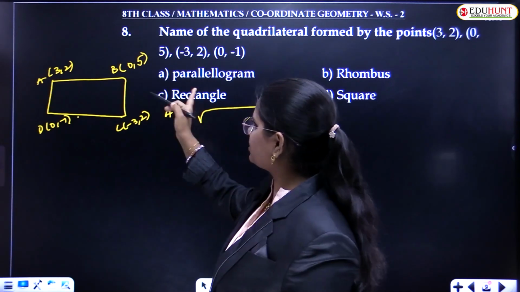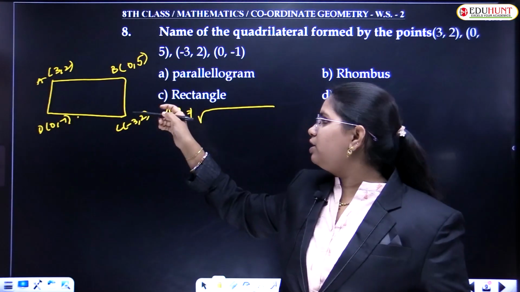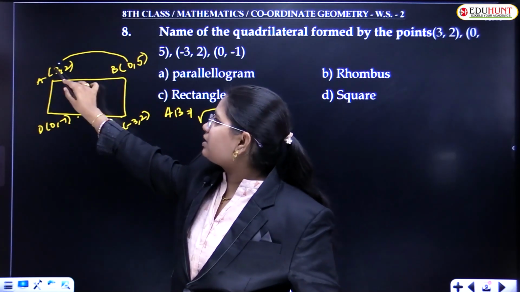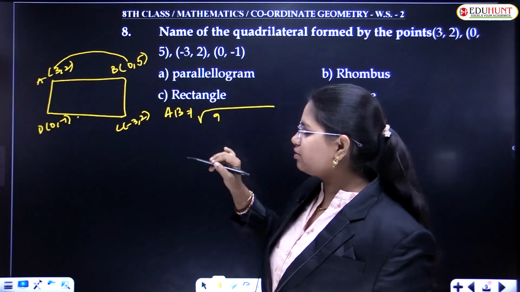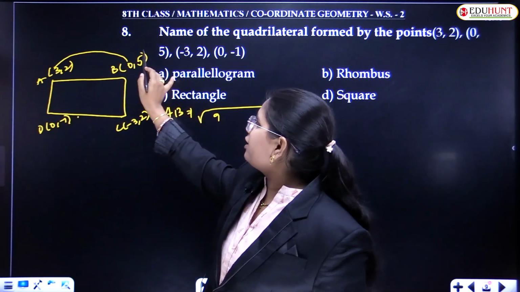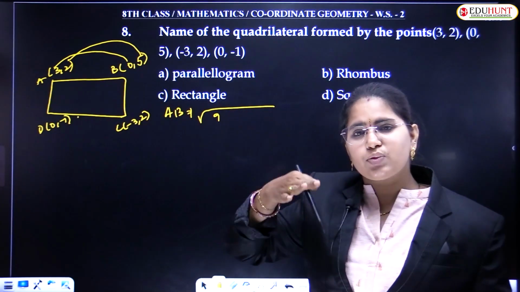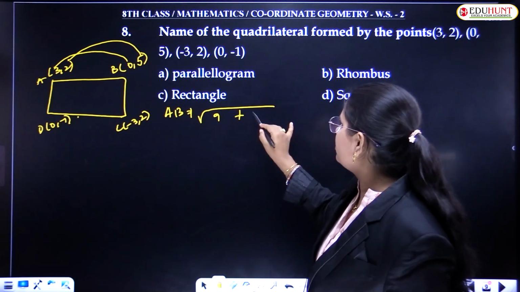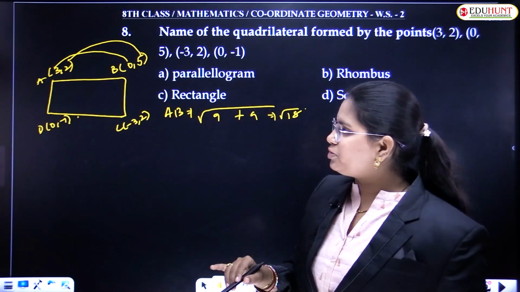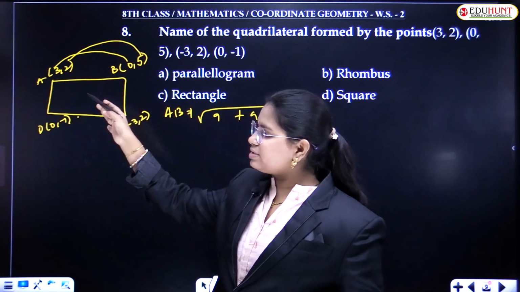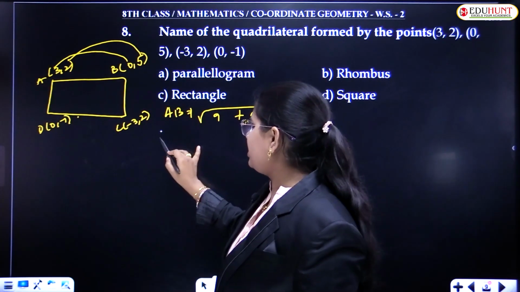What is the AB length? x2 minus x1 whole square plus y2 minus y1 whole square. 0 minus 3 whole square, 3 square is 9. Next, 5 minus 2 whole square is 3, 3 square is again 9. So root of 9 plus 9 is root 18. Next one, BC.